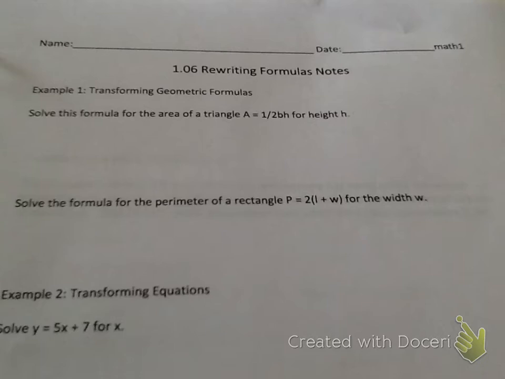To solve for h, we have 1/2 times b times h that equals A. So if I divide by 1/2 b, that gets rid of all of it. So I have A divided by 1/2 b equals h. You could have done that in 2 steps, divide by 1/2 and then divide by b, but you can do it in all one step as well.